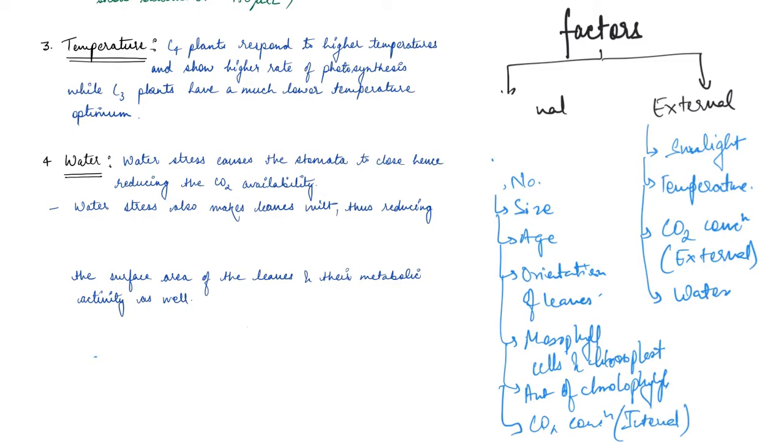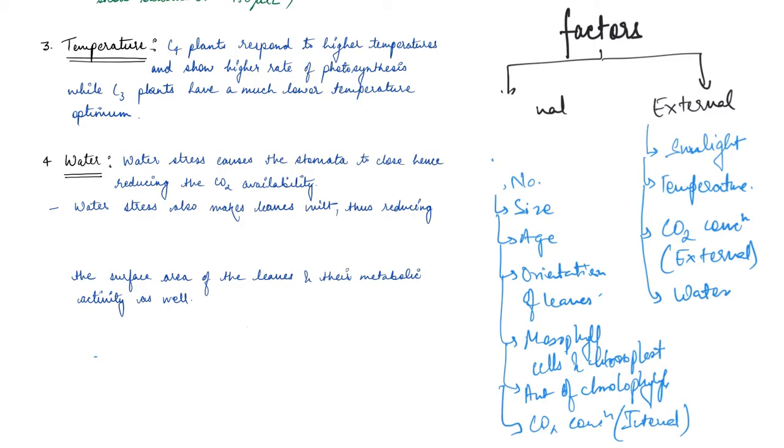So the temperature optimum for photosynthesis of different plants also depends on the habitat that they are adapted to. So basically, if we talk about tropical plants, they have a higher optimum temperature, while the plants which are adapted to temperate climates have a lower temperature optimum, right? So again, depending upon the habitat, plants respond differently to temperature changes, right?